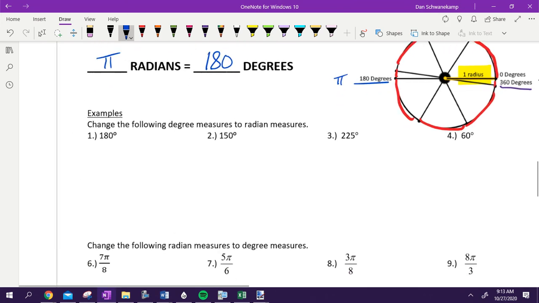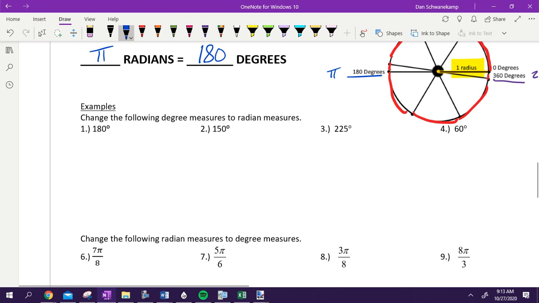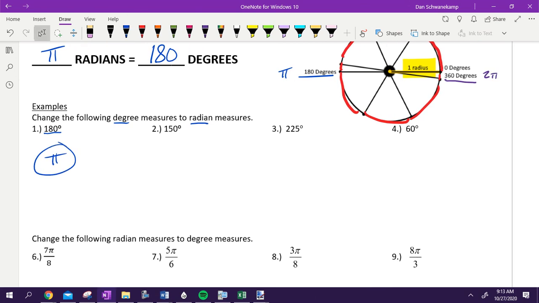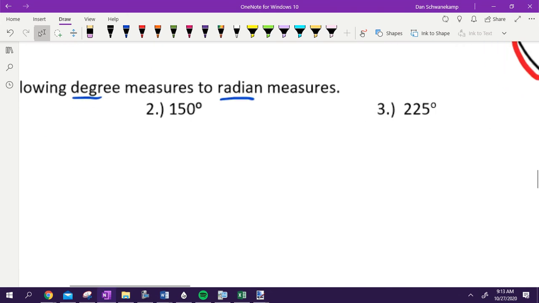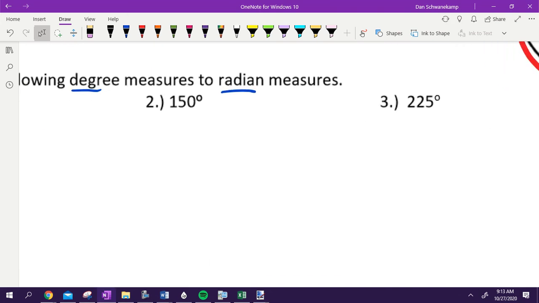All right. So now what we're going to do is we're going to convert degrees to radians. If I have 180 degrees, how many radians is that? Pi. Done. We just said that. Pi 180. All right, but let's look at converting 150 degrees. If I want to convert degrees to radians, we are going to multiply by a fraction. And the fraction should be very simple. The conversion that we know is that pi radians is the same thing as 180 degrees.